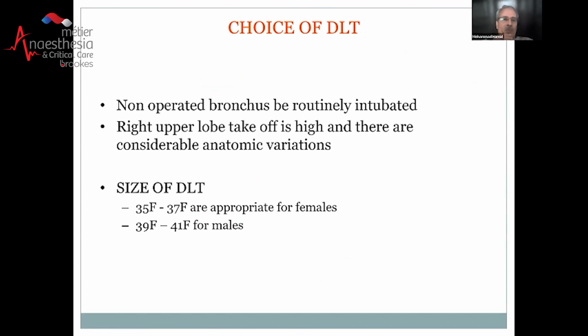So how to select a double lumen tube? The non-operated bronchus should be routinely intubated. The right upper lobe takeoff is high and there are considerable anatomic variations. The size of the tube usually for females is 35 to 37 French, and for males 39 to 41 French. This French is different from the single lumen tube internal and outer diameters, which are in millimeters.